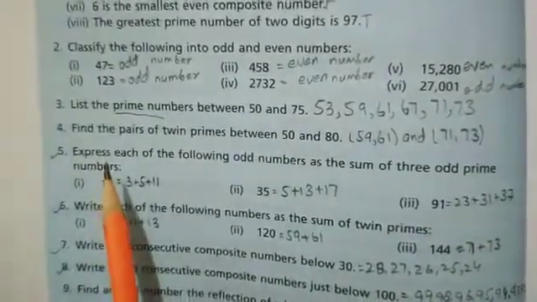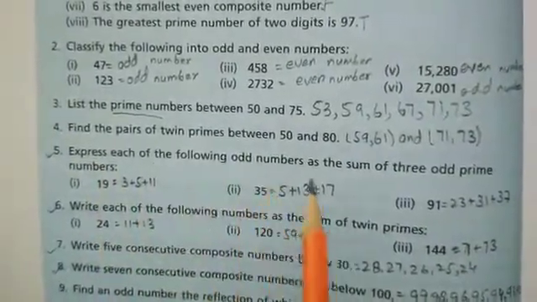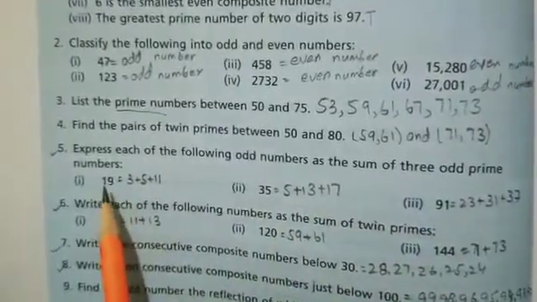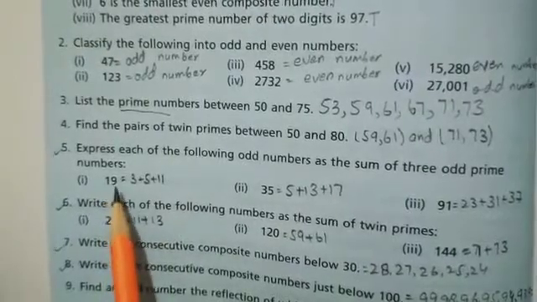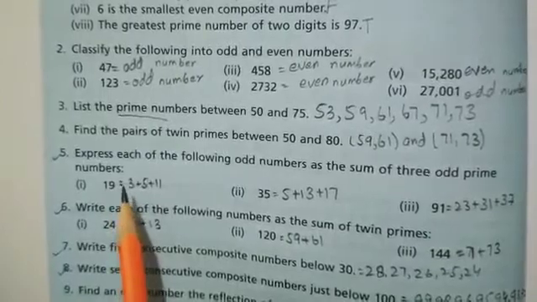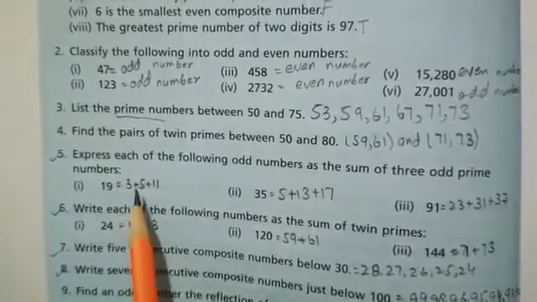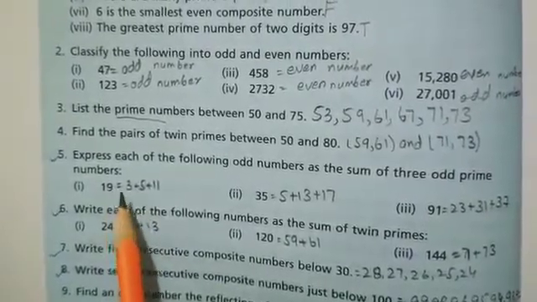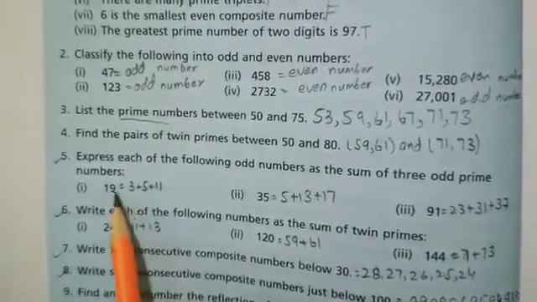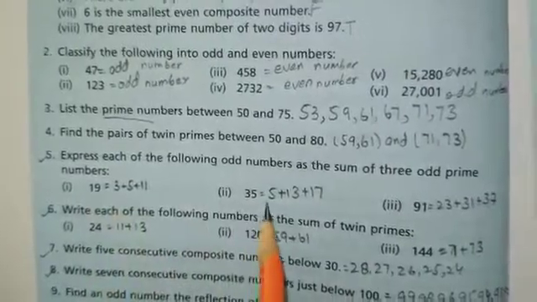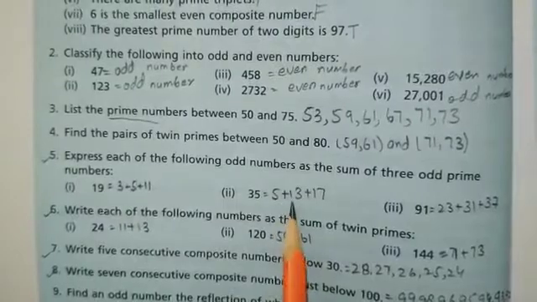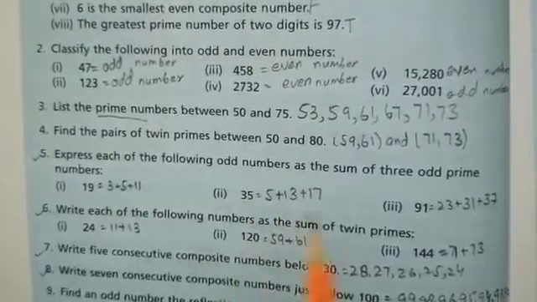Question number 5: express each of the following odd numbers as the sum of 3 odd prime numbers. 19 is an odd number. We take three numbers, and they must be odd, and when we add them the answer is 19: 3, 5, 11. Also 5 plus 13 plus 17 are odd numbers, and if we add these values, the answer is 35.